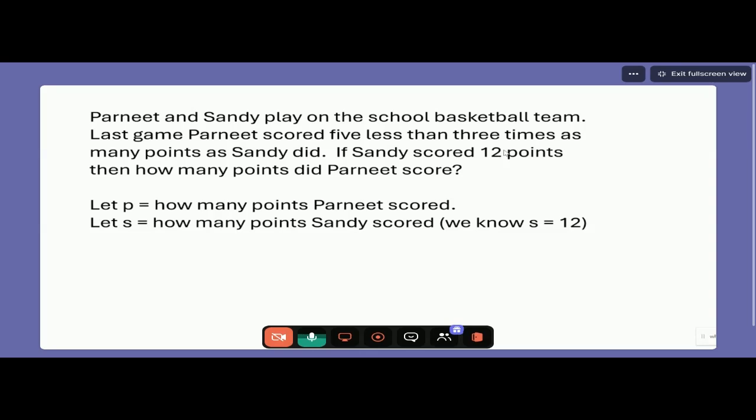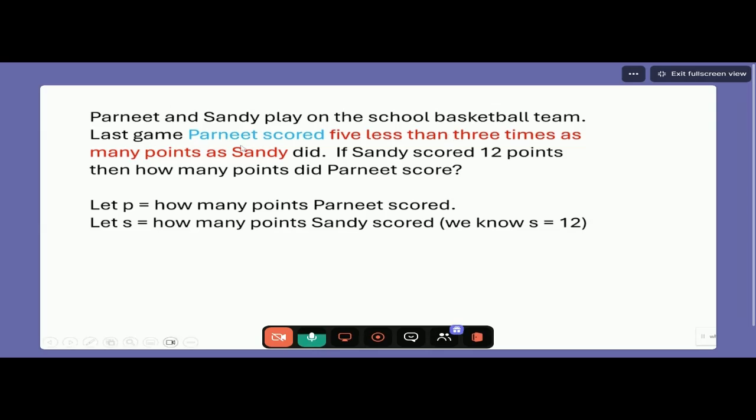So looking back at these words here, we identify two main pieces, and we're going to break it down further from that. So we're going to start with Parneet scored. Well, that's our variable P, right? How many points Parneet scored. Then we have this in red here, this other section, 5 less than 3 times as many points as Sandy did. There's our variable S with this little complicated sentence describing the relationship between Parneet's points and Sandy's points. Let's break that down further once we get there.